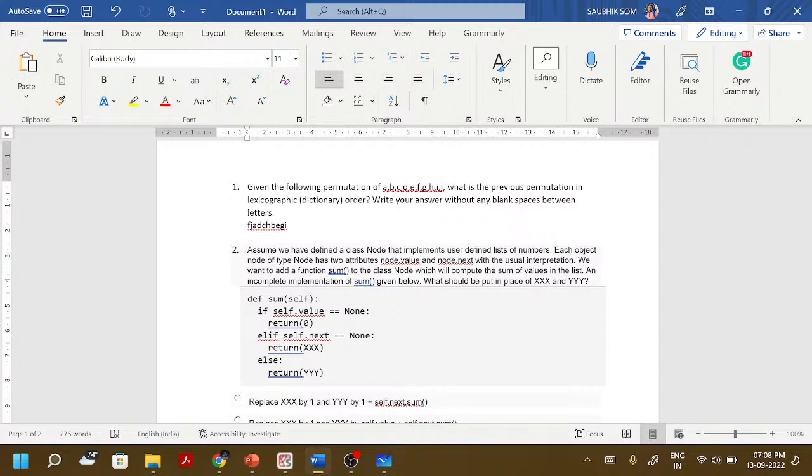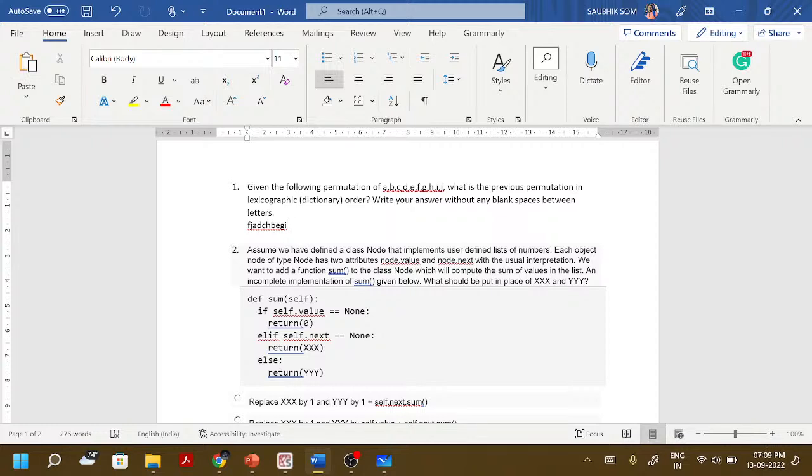Good evening. This is week 7 of this NPTEL PDSA course, and I am Shovik. So let's start with our session. This is our first question. Given the following permutation of A B C D E F G H I, what is the previous permutation in the lexicographic dictionary order? And we should write our own answer.